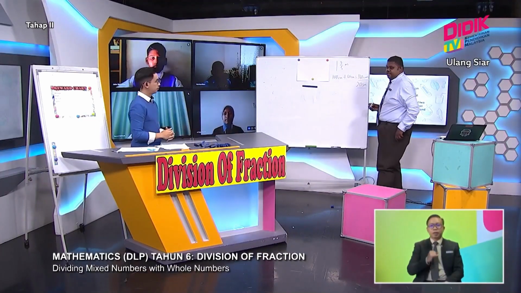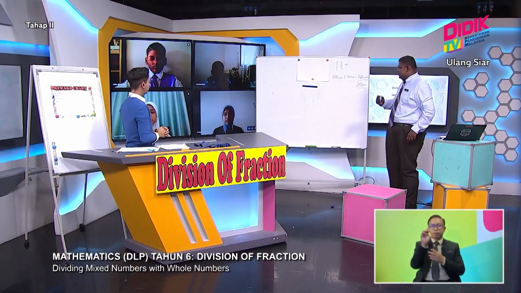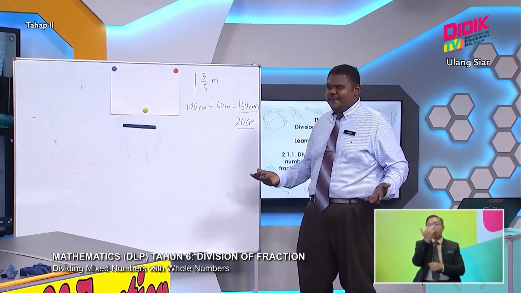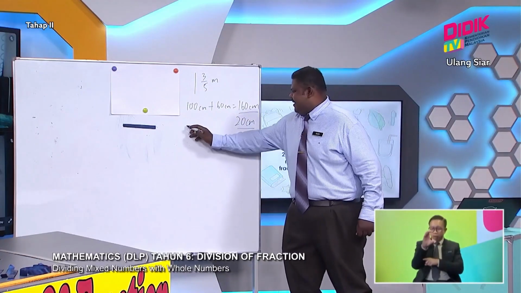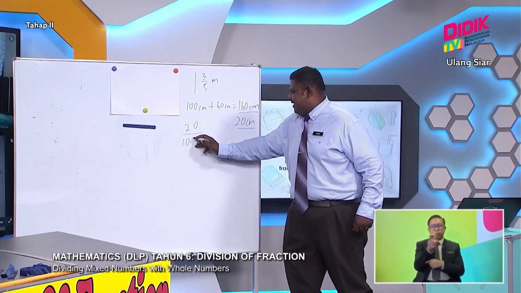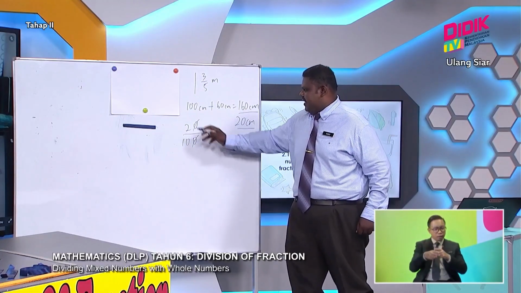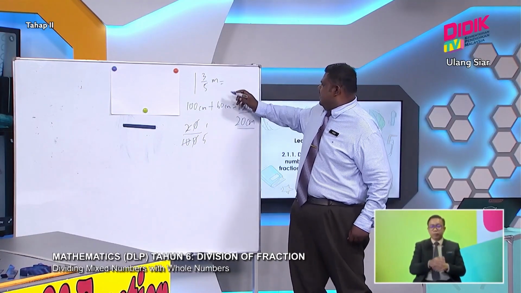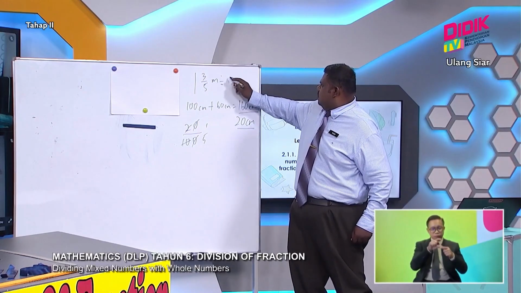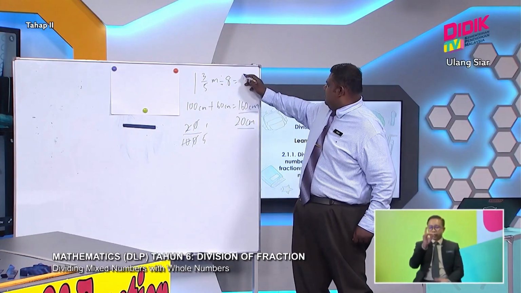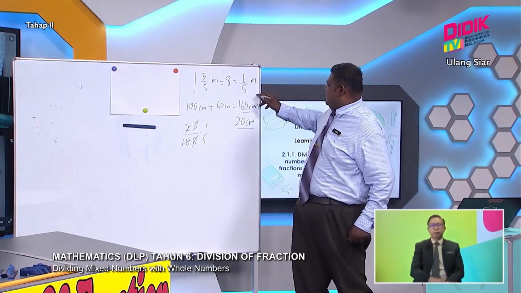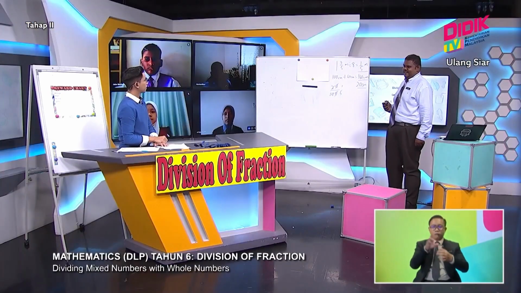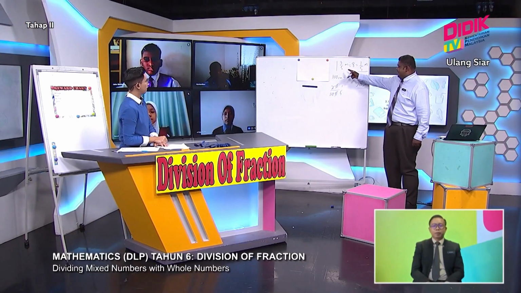But I want the answer in meter. So how do we convert this 20 centimeter into meter? We divide by 100. Why 100? Because 1 meter is 100 centimeter. So I divide 20 by 100. I cut the 0, I cut the 0, then I simplify. Divide by 2, I get 1. Divide by 2, I get 5. So the answer is, when you divide it into 8 parts, you will get 1 over 5 meter. This is the length of each ribbon. This is the standard written method.